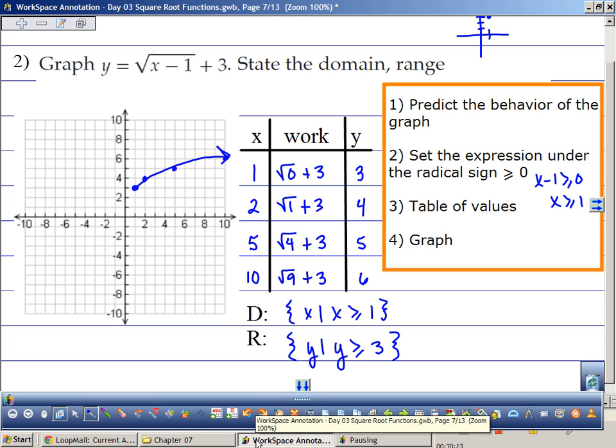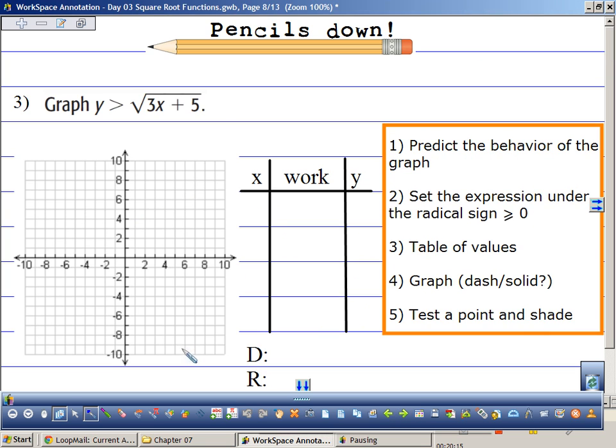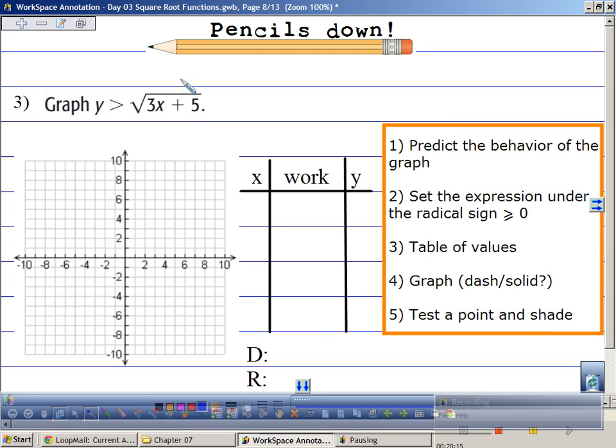You guys ready? Okay, so pencils down again. You know, we don't need pencils down with this one. What's the difference between this one and the last one? There's an inequality sign. What do inequality signs involve? Shading. So the only difference between this one and the other one is shading. Awesome. Also the dotted or the dashed line.